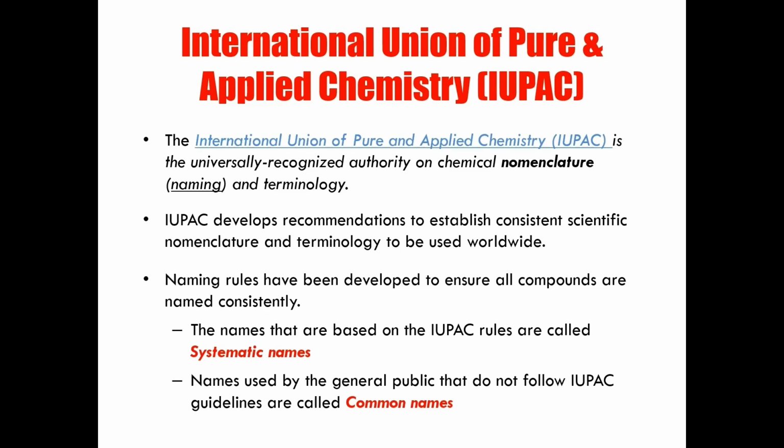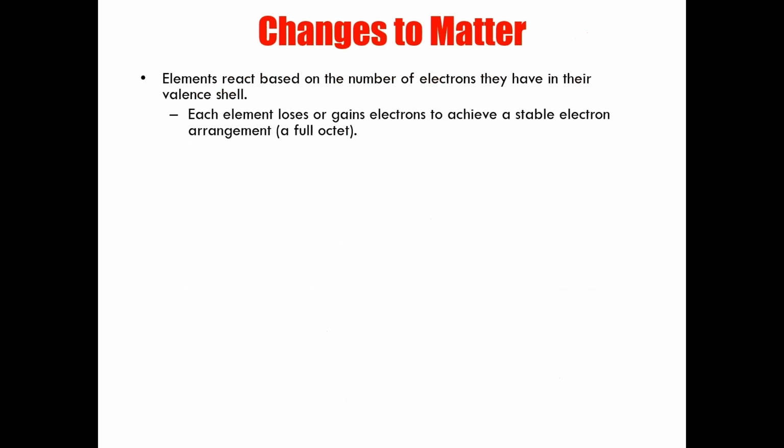Now, before we jump into naming, let's review ionization and the formation of anions and cations. As I mentioned in previous lectures, an element will react based on the number of electrons it has in its outermost energy level. This is called its valence shell. Each element loses or gains electrons to achieve a stable electron arrangement, known as a full octet.